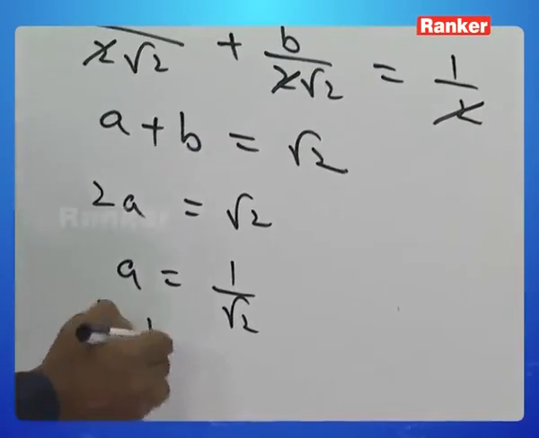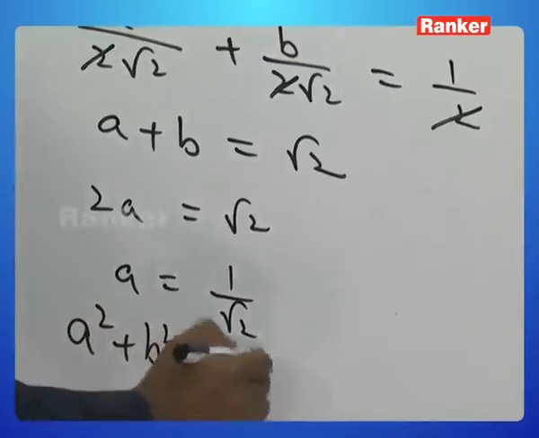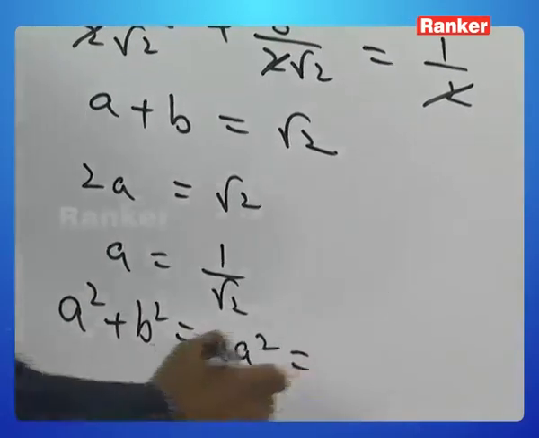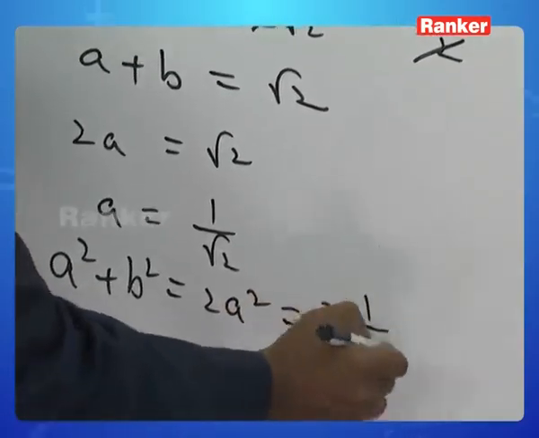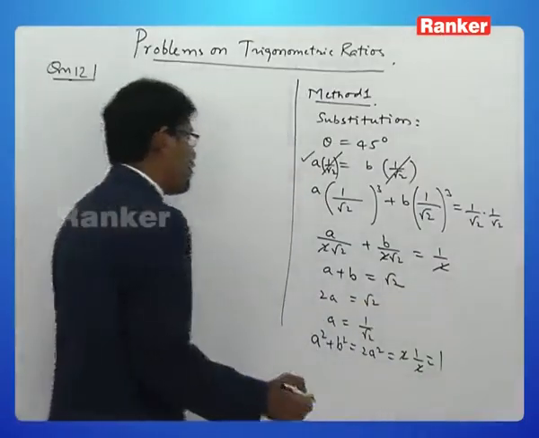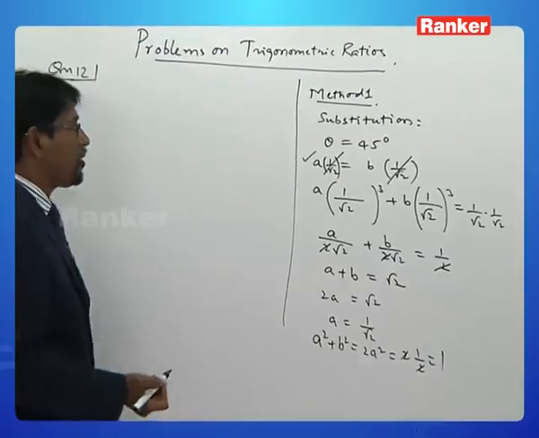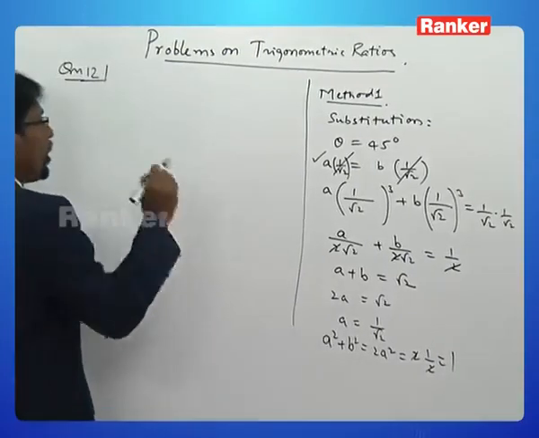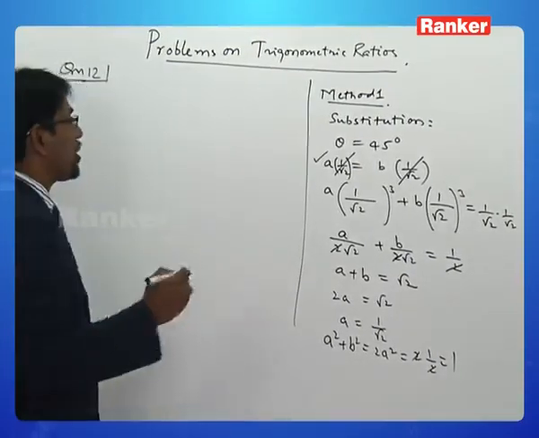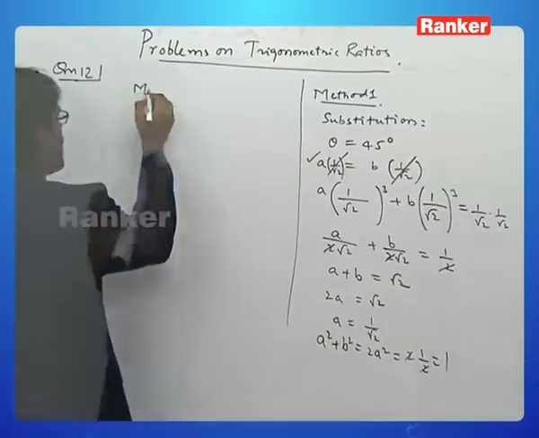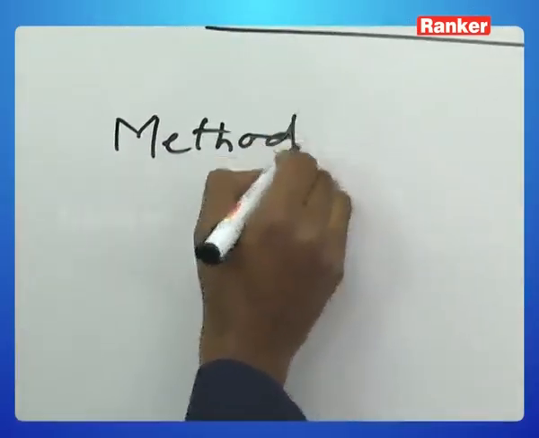What will be then? A square plus B square, that makes it 2A square. So what is 2A square? 2 into 1 by 2, and that is 1. So the value of this A square plus B square will be 1. That was method 1, where we went for substitution method. Let's go by the general method, method 2.